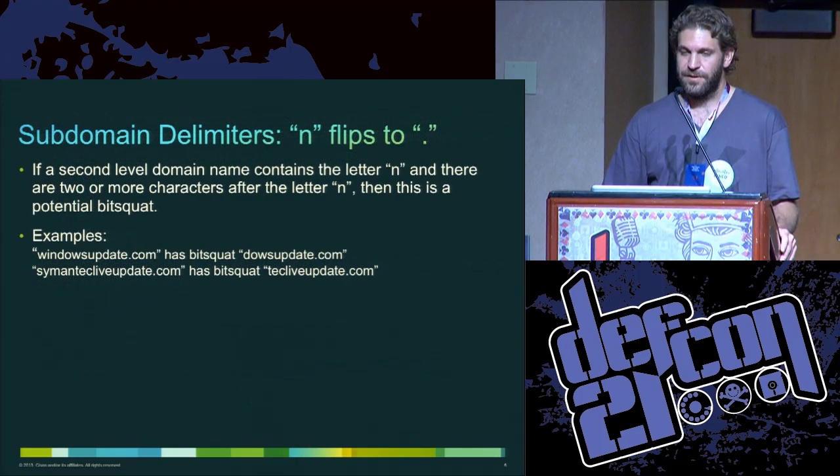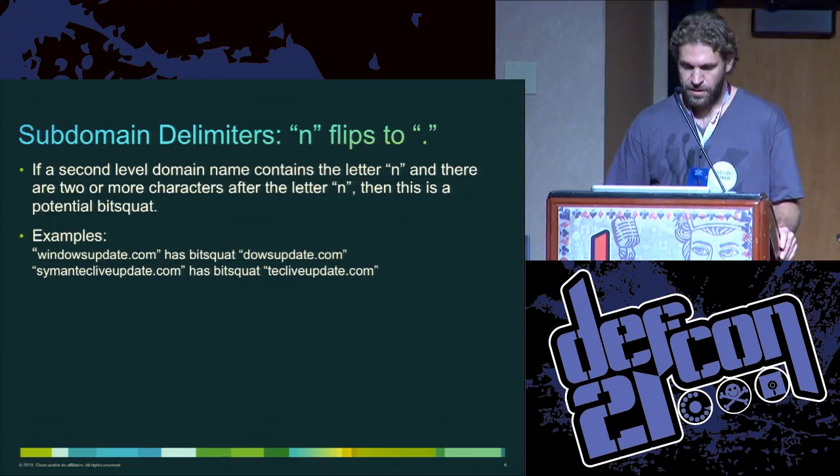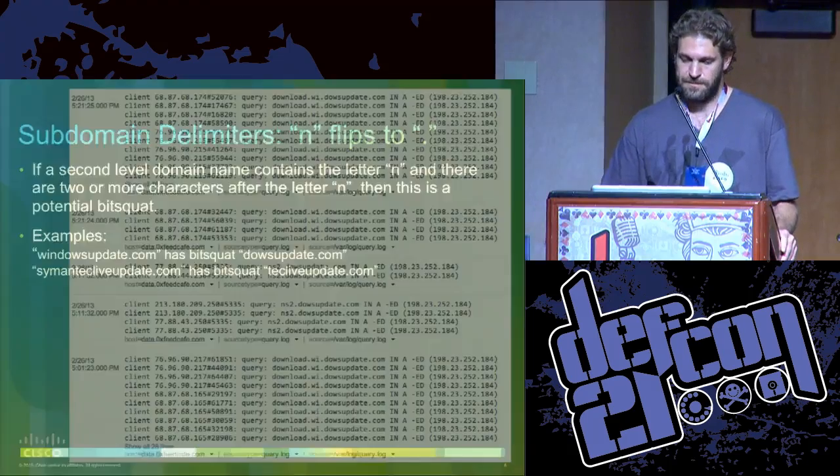So if we have an N inside of a domain name that can become a dot, you can do some interesting things, like the domain name Windows Update. If you take that first N and convert it into a dot, you end up with the domain name dozupdate.com. Similarly with the Symantec Live Update. And so we registered some of these.